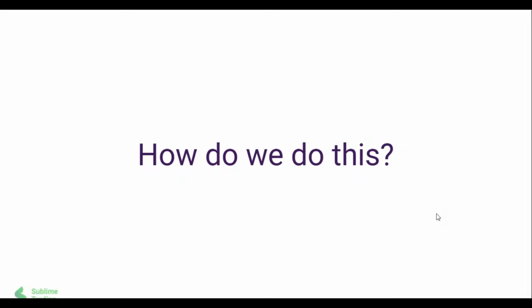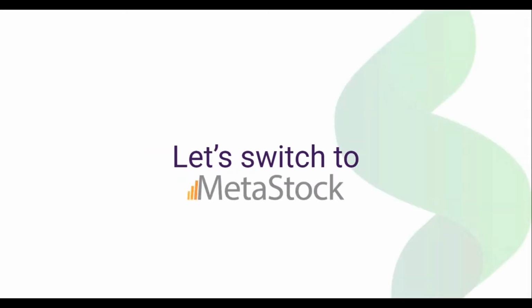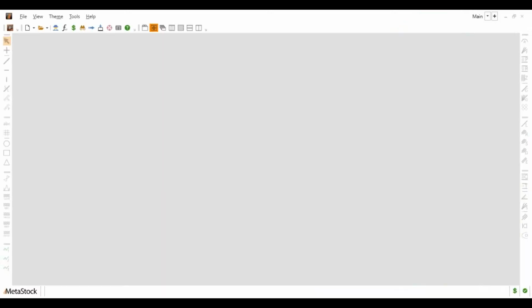Okay, so question is, how do we do this? How do we find stocks that move from phase 3 to phase 4? To do that, we need to switch to MetaStock. So you should now be able to see the MetaStock platform. I'm just looking, yeah, I think you can see that.